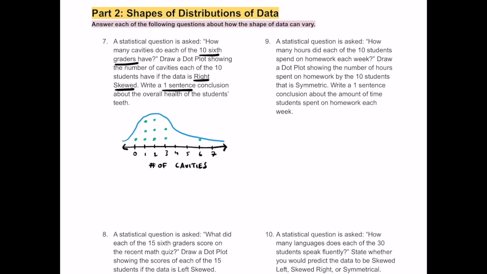Okay. As for the one sentence conclusion, because it is right skewed, we can make the conclusion that most of the students' teeth are pretty healthy, right? We can say most students have very few, if not none, cavities out of the students here. So we can say most students have less cavities.